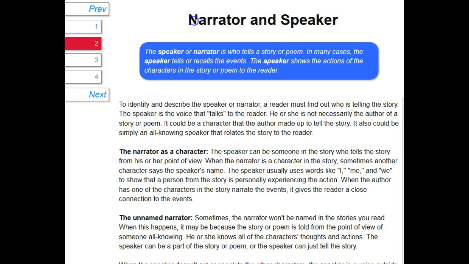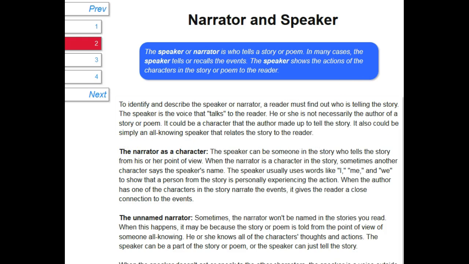The speaker or narrator is who tells the story or poem. In many cases, the speaker tells or recalls the events. The speaker shows the action of the characters in the story or poem to the reader. To identify and describe the speaker or narrator, a reader must find out who is telling the story. The speaker is the voice that talks to the reader. He or she is not necessarily the author of a story or poem. It could be a character that the author made up to tell the story. It could also be simply an all-knowing speaker that relates the story to the reader.